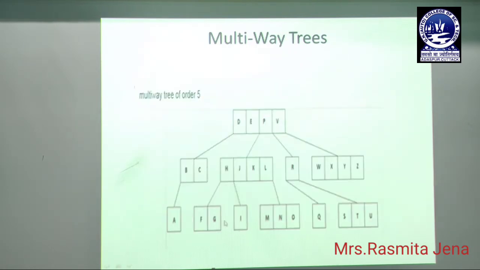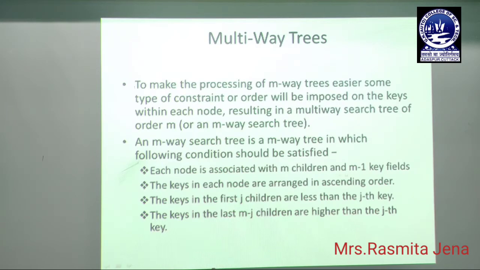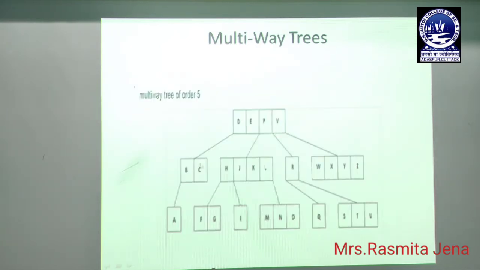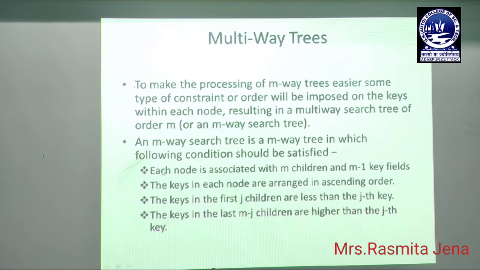That means, suppose this is a multi-way tree of order 5. This node must not exceed its key fields, that is m minus 1. That means this node has m minus 1 key fields, and the number of children is m. You can see here this node has 4 key fields and the number of children is m. Each node is associated with m children and m minus 1 key fields. Okay. So a tree of order 5 can have a maximum of m minus 1 key fields and a maximum of m children.